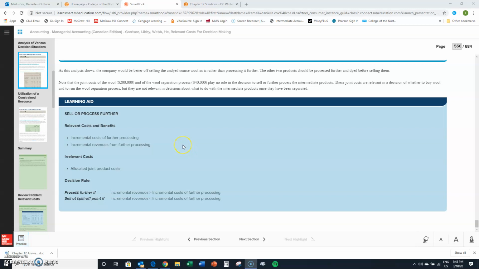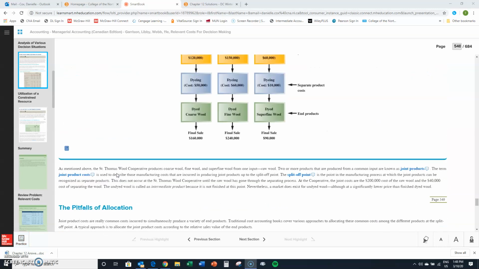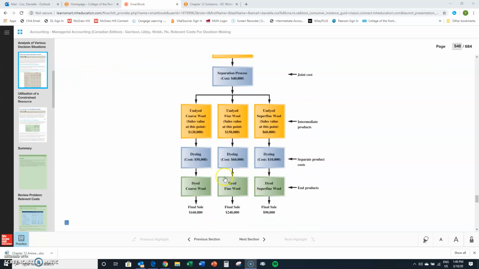If we skip down to the learning aid, sell or process further, we can see that the relevant information would be the incremental costs of further processing and the incremental revenues from further processing. Irrelevant to our decision are allocated joint product costs. So, incremental costs, the costs of processing further, and the incremental revenue of processing further.